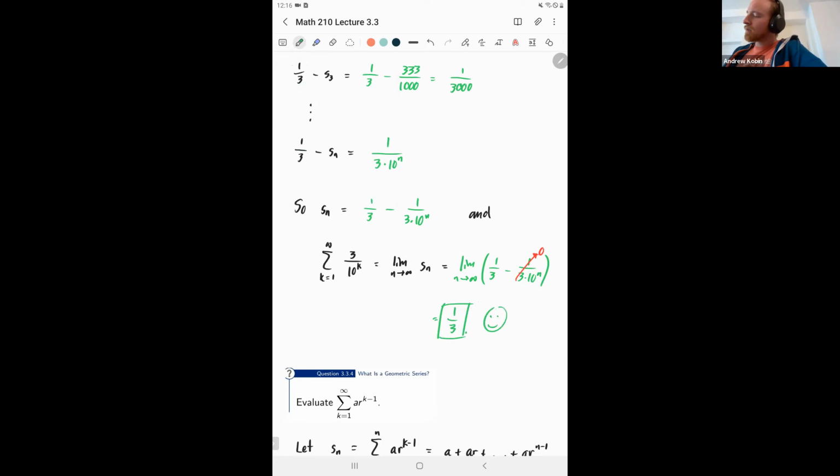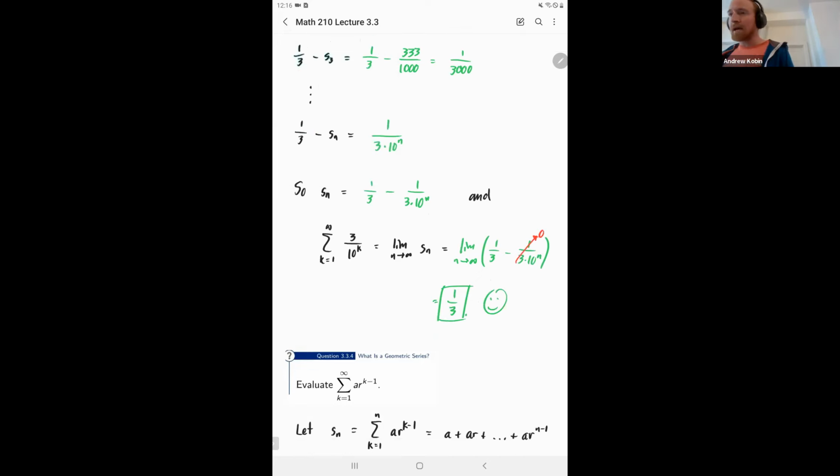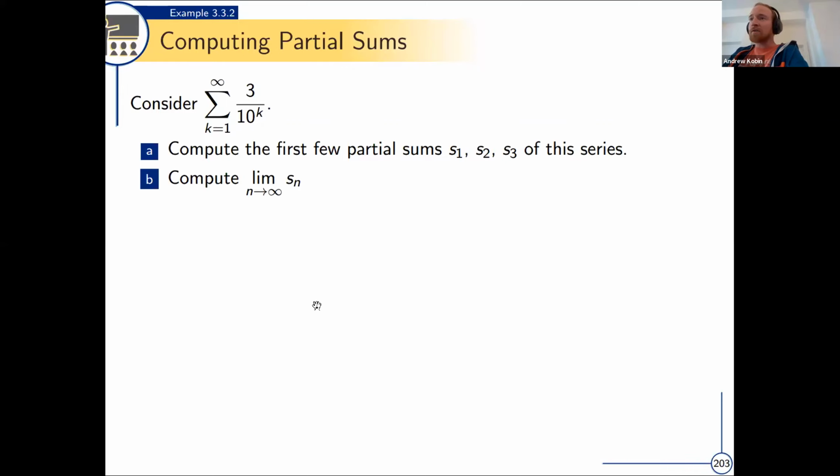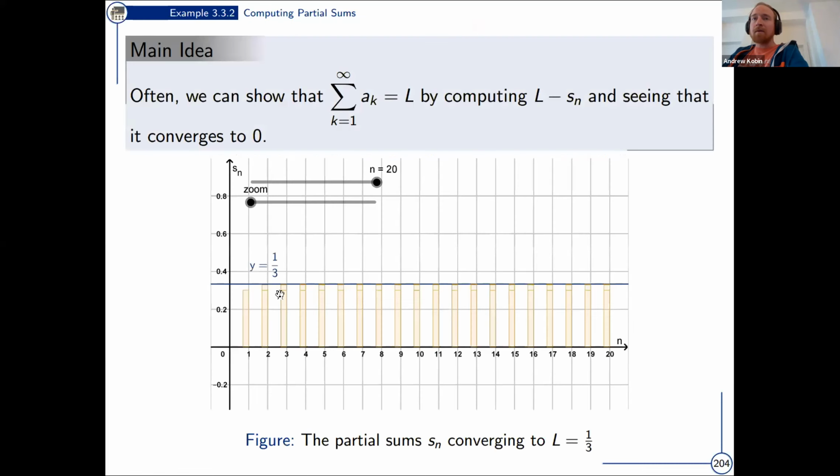Okay, good work. So now we know that the series, the sum from 1 to infinity of 3/10 to the k, converges to the value 1/3. That's what we just learned. We will do some more examples where we show convergence or divergence, but this is a particularly nice type of series that we'll want to learn a little more about in a moment.